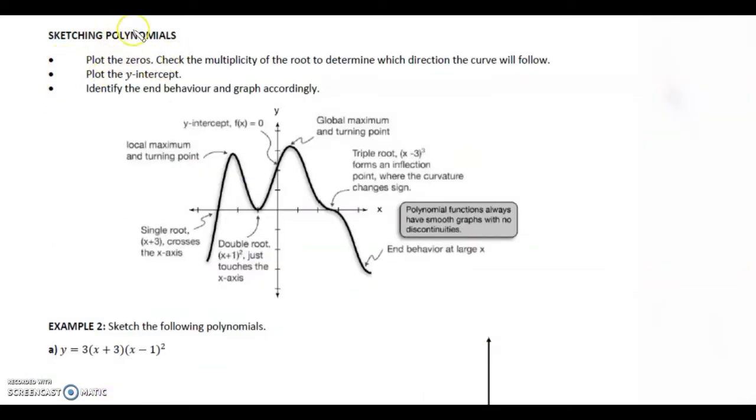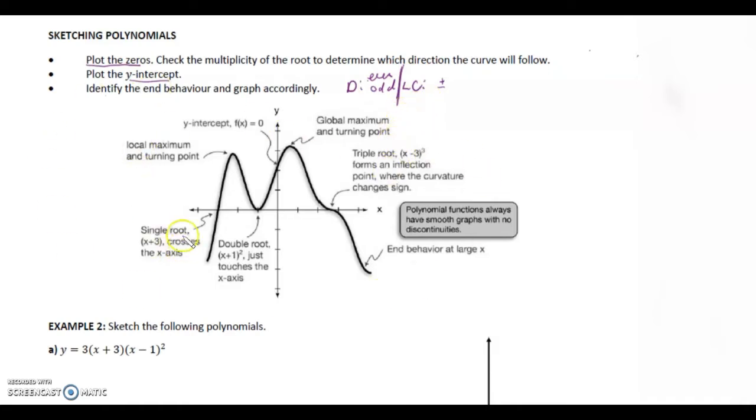Okay, sketching polynomials. So first what we want to do is plot the zeros. And we want to check the multiplicity of the root to determine which direction the curve will follow. Right? So the three options, order 1, order 2, or order 3. That's what we will cover in this course. Then we want to plot the y-intercept. That's convenient. And then what we can do is identify the end behavior of the graph accordingly. So we would want to see what the degree is and what the leading coefficient is, right? Degree, even or odd. Leading coefficient, positive or negative. And then go from there.